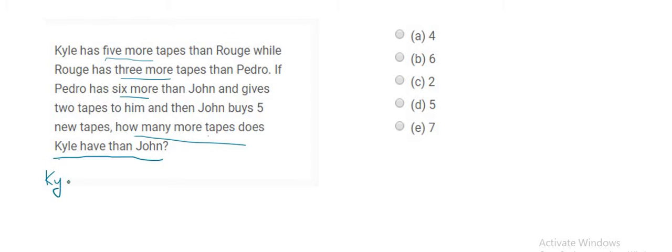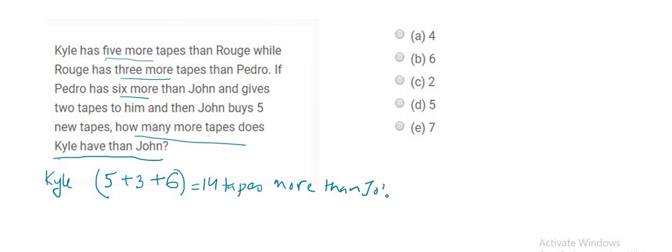Kyle has 5 more tapes than Rouge, while Rouge has 3 more tapes than Pedro, and Pedro has 6 more than John. So altogether, Kyle has 5 plus 3 plus 6, which is equal to 14 tapes more than John at the beginning. But in the current situation, you will recall that Pedro gives 2 tapes to John. So now Kyle is 14 minus 2 ahead of John.